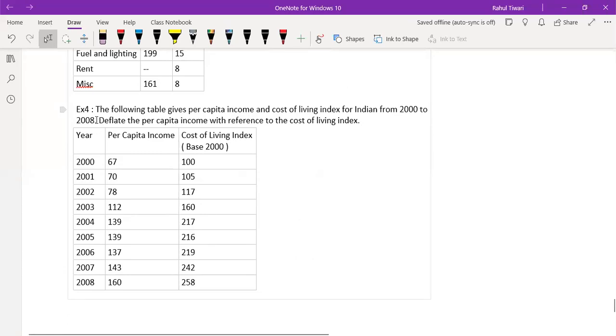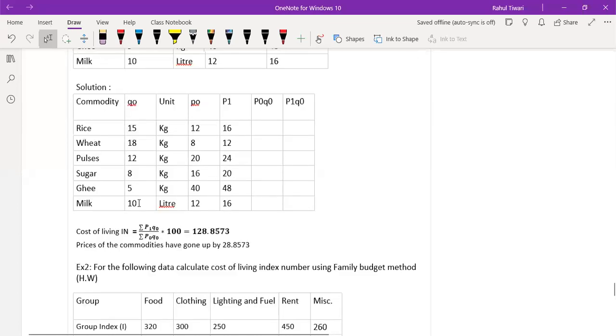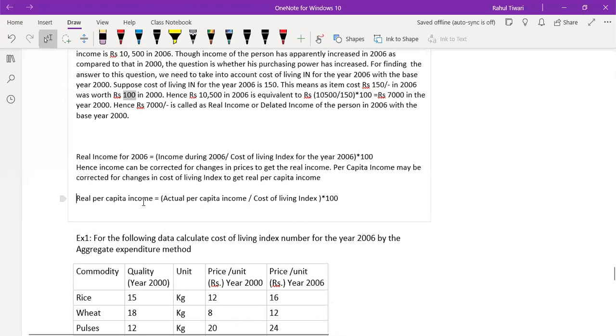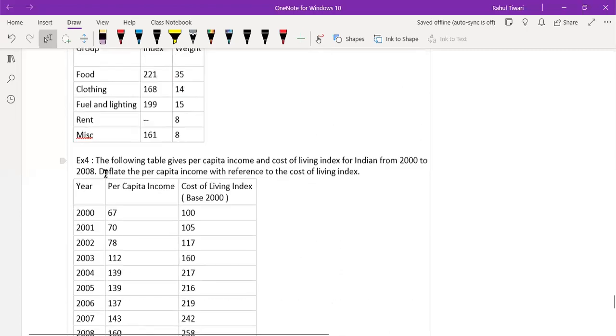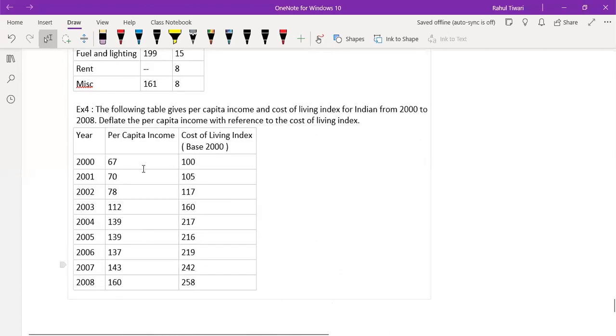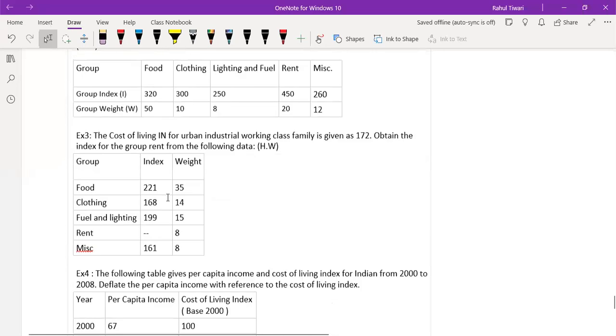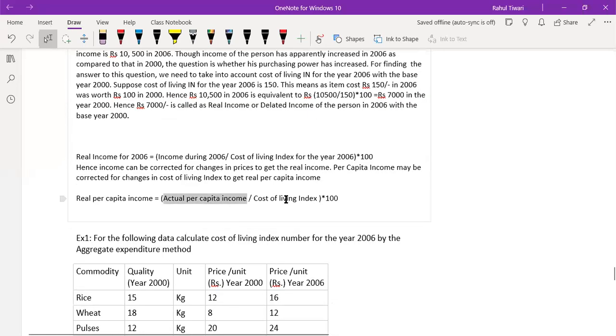So deflate per capita income. क्या फॉर्मूला है deflate per capita income का? देखो क्या फॉर्मूला है? Real income is nothing but what? Actual per capita income divided by cost of living index. Actual. तो actual क्या income है? This is the actual. Can you see? So if you just simply do this upon this, multiply with 100, because the formula is like that. Actual per capita income divided by cost of living multiplied by 100. So आपको real income मिल जाए.